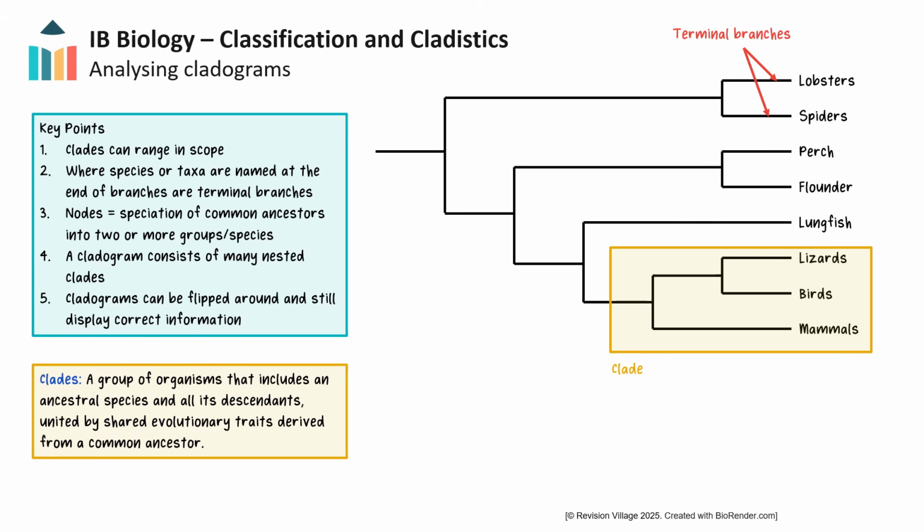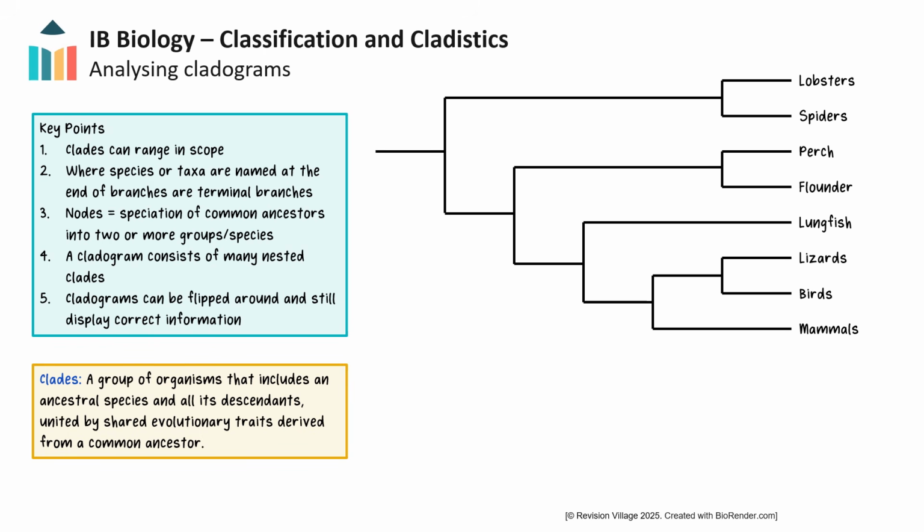This whole diagram could be considered one clade. However, lizards, birds, and mammals would also be considered a clade as they share a more recent common ancestor. A larger clade could also include lungfish because they share a common ancestor with lizards, birds, and mammals. However, flounder, lungfish, lizards, birds, and mammals are not a clade as they don't share a common ancestor. Perch would have to be included to consider it a clade.